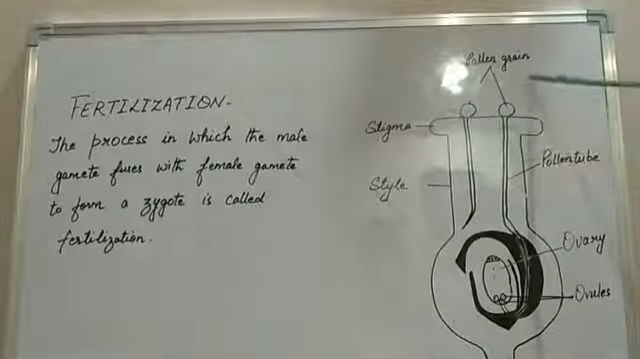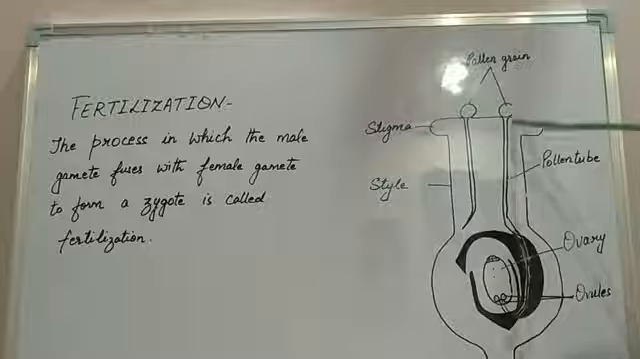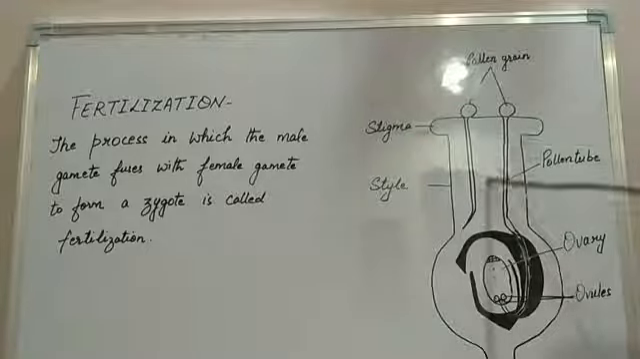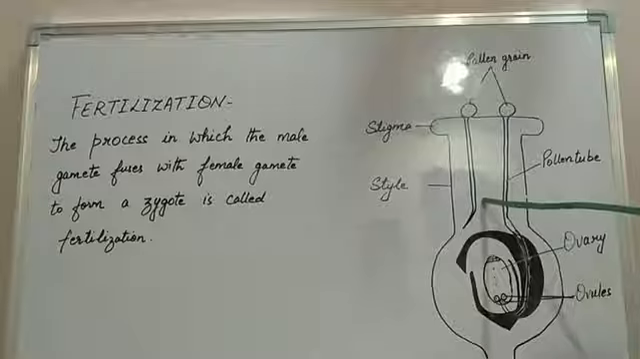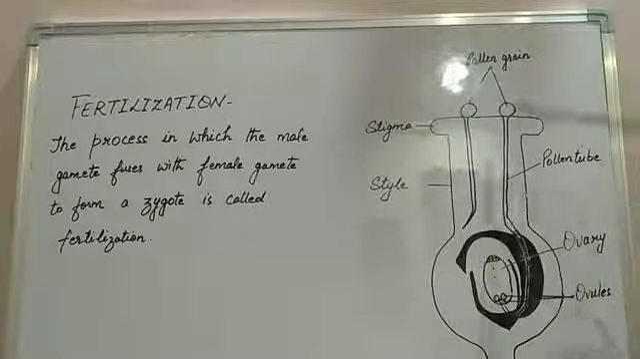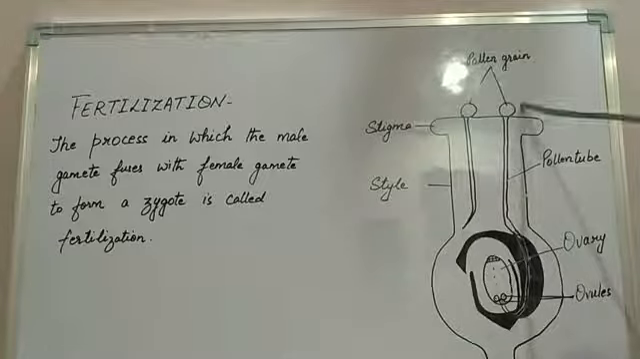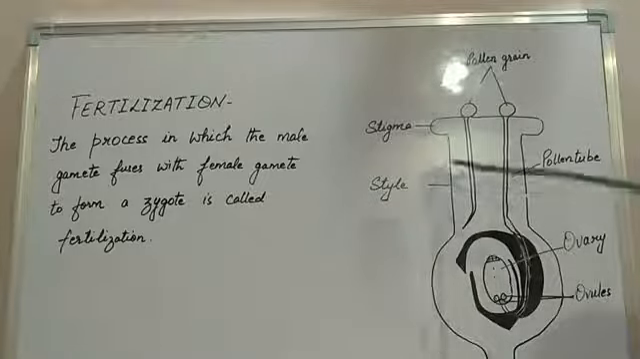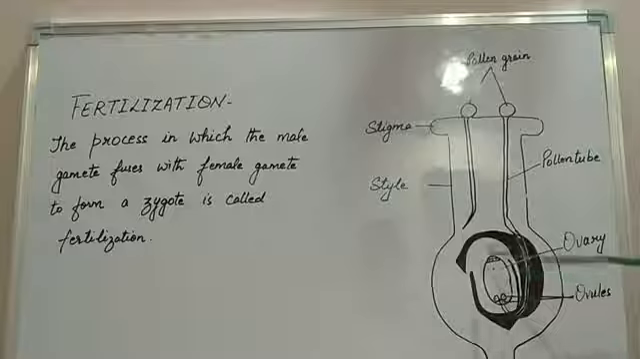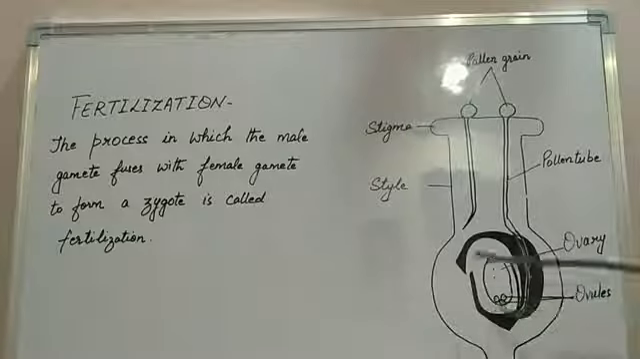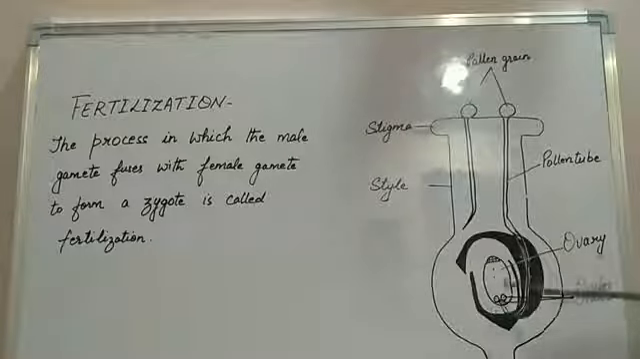Fertilization. Pollen grain lands on stigma and produces a tube called pollen tube. This pollen tube carries the male gametes, or the male reproductive cells, through the style to the ovary, which contains the ovule. Ovary contains the ovules. Each ovule contains a female gamete or an egg.